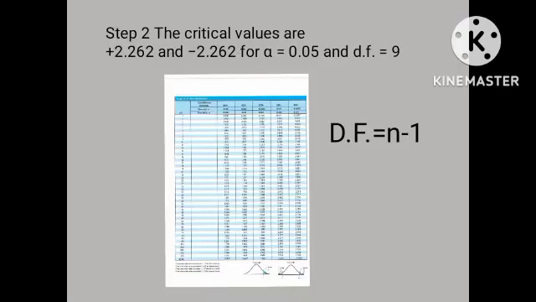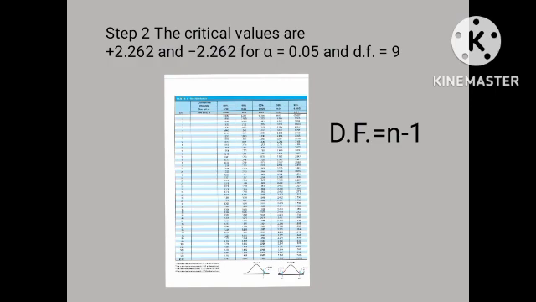Before we proceed to the critical value, we need to look at what test we use. We use the two-tailed test because our alternative hypothesis is not equal. And step 2, the critical value.